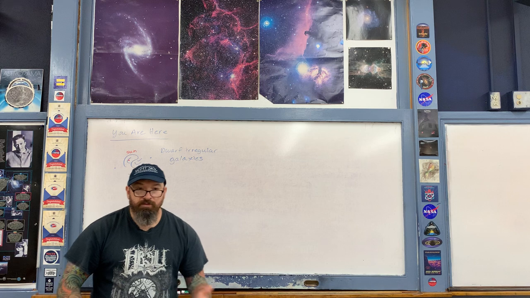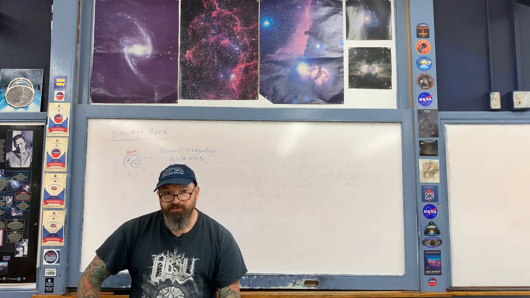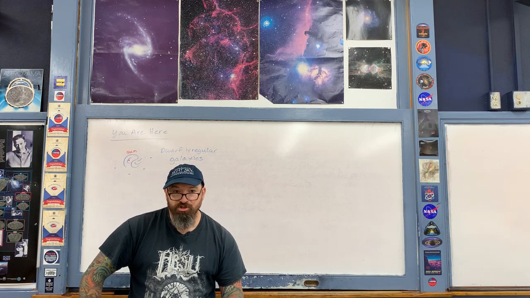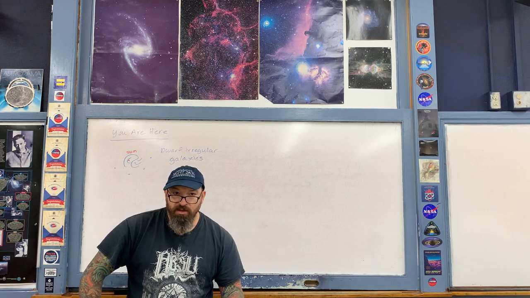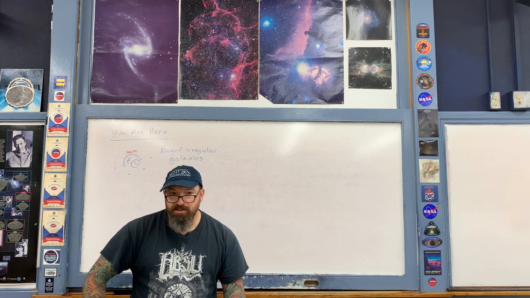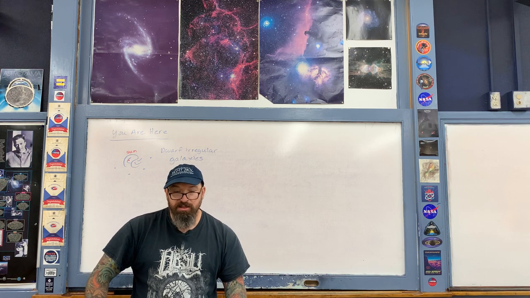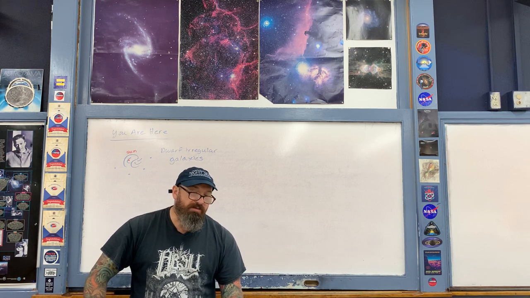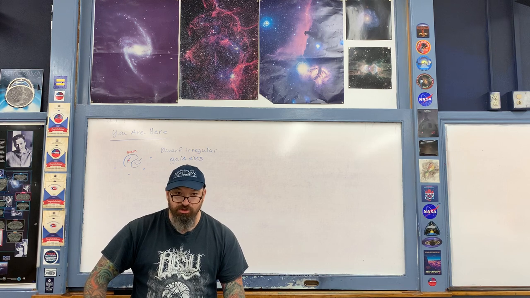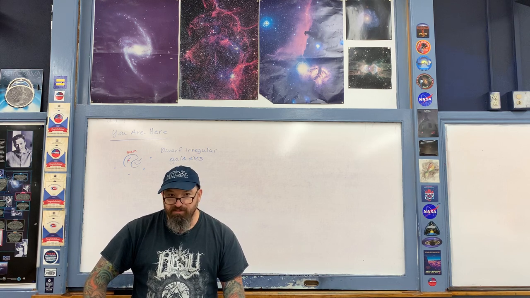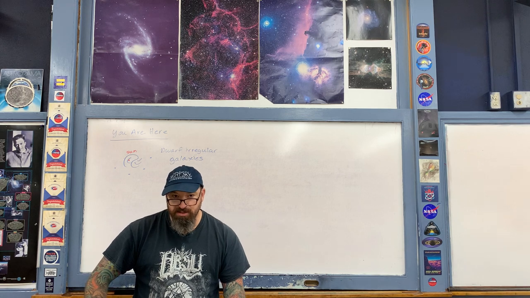Now, two of these dwarf irregular galaxies are actually rather famous. They are called the Large Magellanic Cloud and the Small Magellanic Cloud. Unfortunately, you're never going to be able to see either of those dwarf irregular galaxies from Los Angeles, and the reason for that is because they are both, just by chance, rather close to the South Celestial Pole. So you basically have to be south of the equator in order to see them.